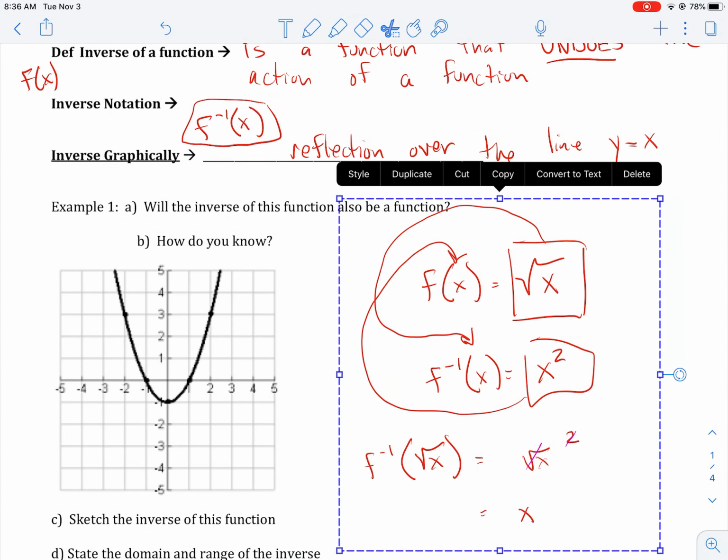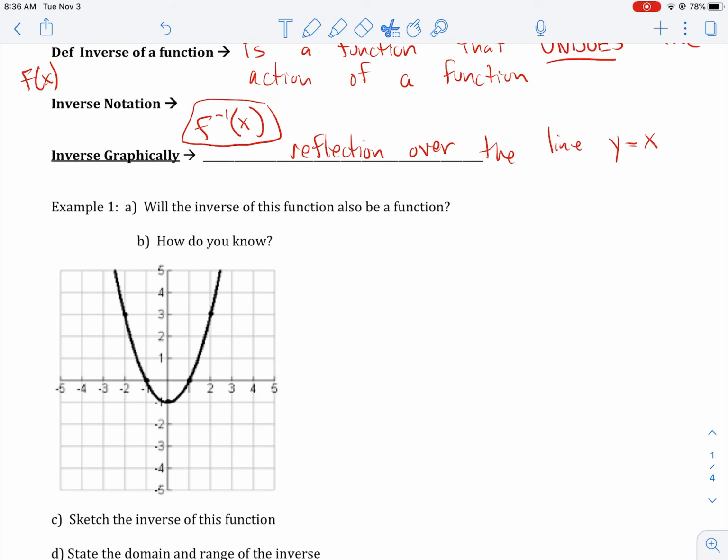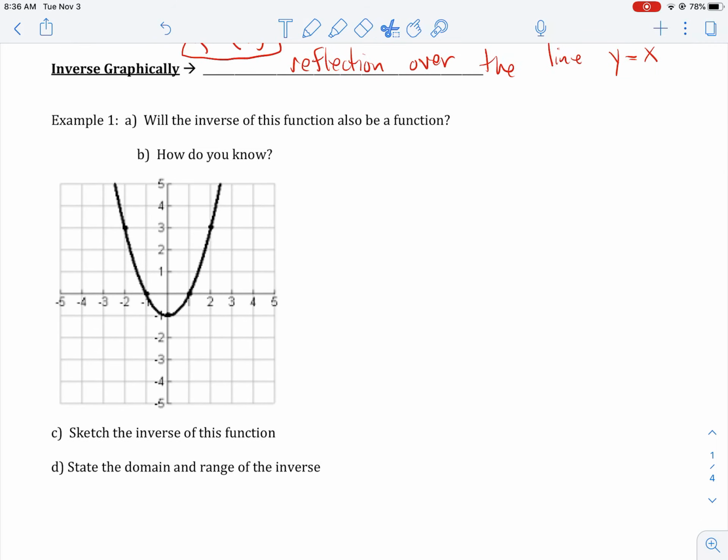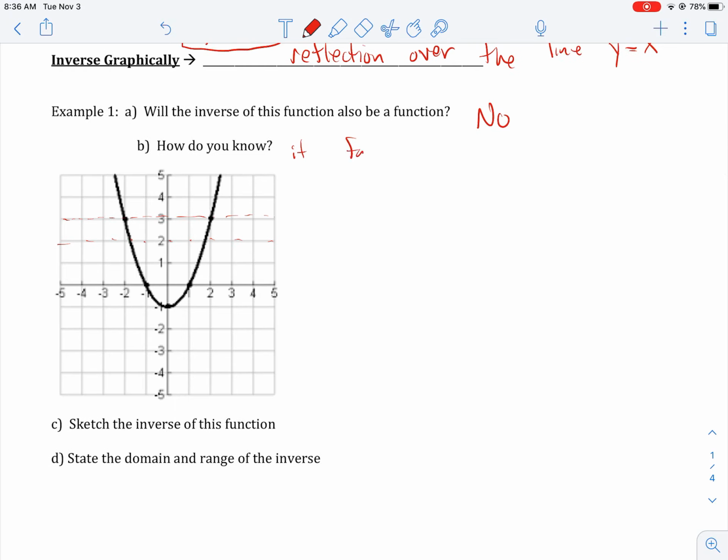Okay, so let's look at number 1. It says, will the inverse of this function also be a function? So how do you know? Well, give it the horizontal line test. If it's not 1-to-1, then we know that its inverse is not a function. So will the inverse of this function also be a function? No. How do you know? It fails the horizontal line test.